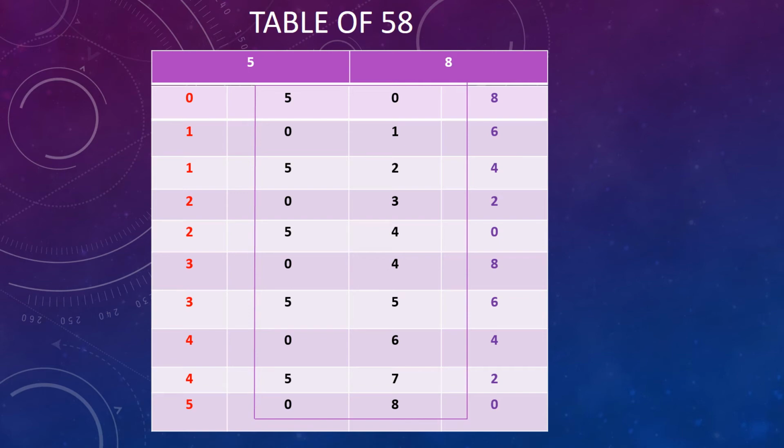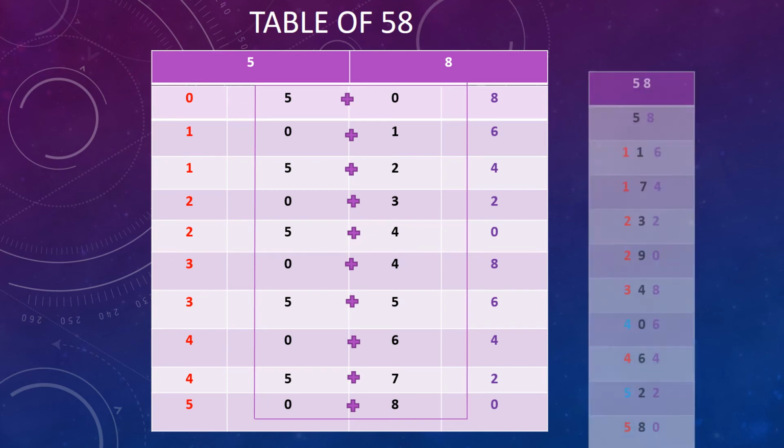0 you need not touch, 8 you need not touch. The internal two columns: 5 plus 0. So the answer is 0, 5, 8. That means 58 into 1 is 58. Second, 58 into 2 is 1 as it is, 0 plus 1, 1 and 6 at the end. So 1, 1, 6 is the answer.